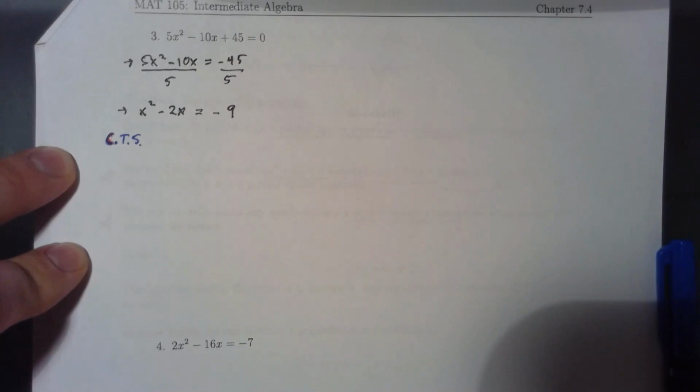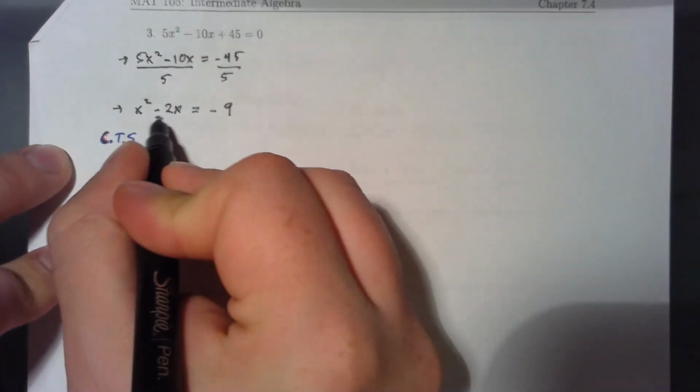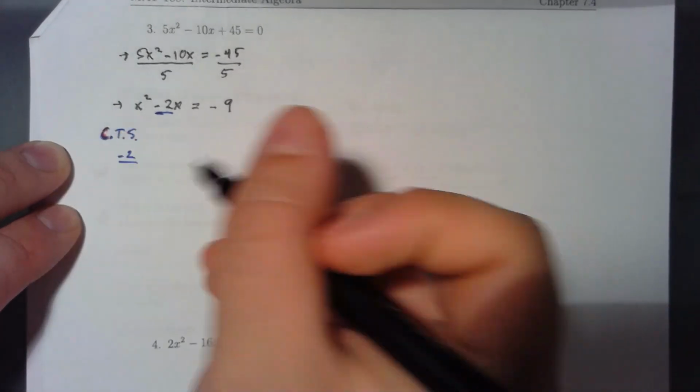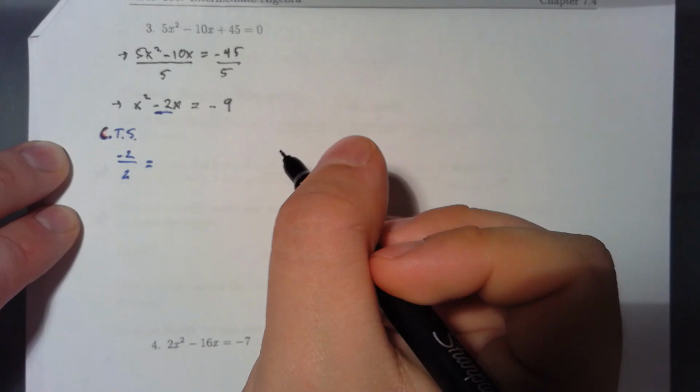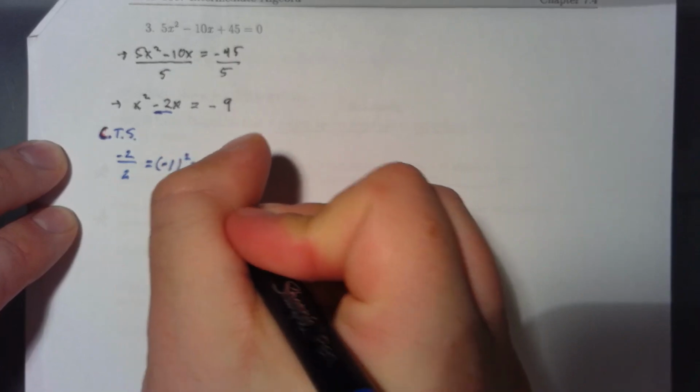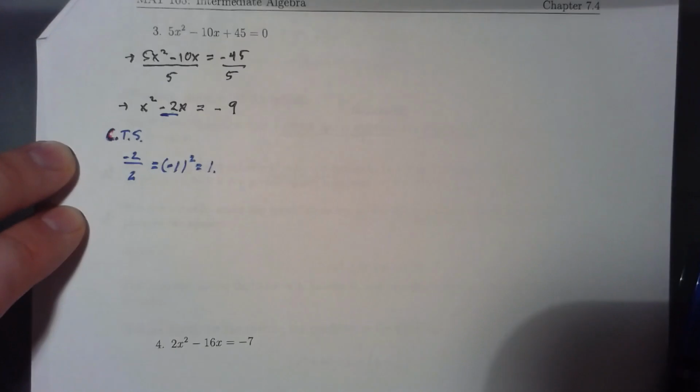So when you complete the square, identify the b coefficient. So that's what? That's negative 2. You're going to divide that by 2. What's negative 2 over 2? Negative 1. Oh, that's nice. It's a nice number. Square that. What's negative 1 squared? 1. Add that to both sides.